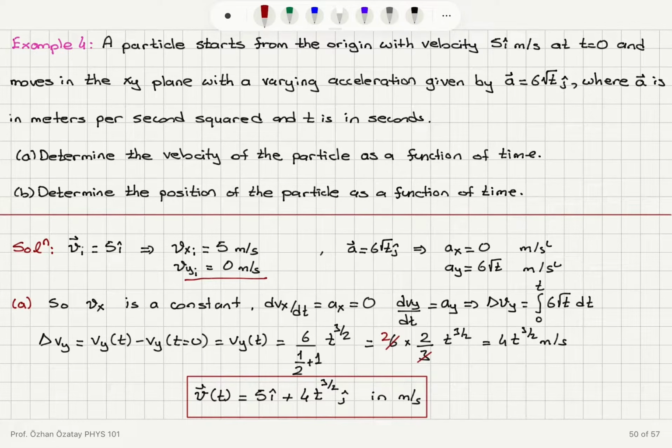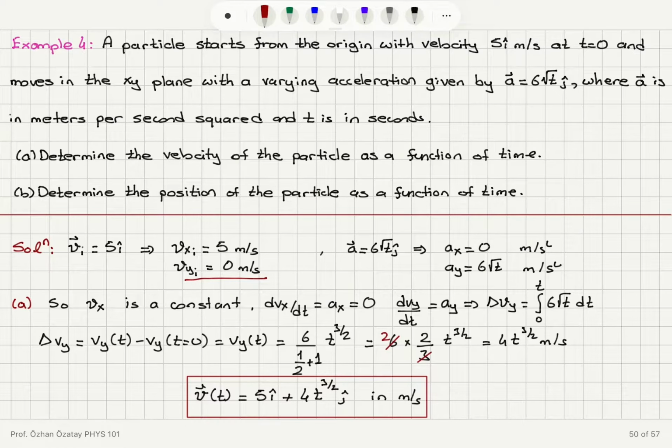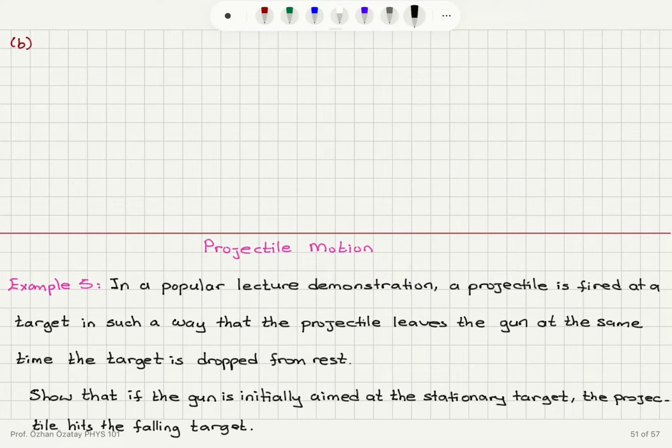Now we want to determine the position as a function of time. So in part B, what is the initial position? It starts from the origin. Okay, so initial position, r initial, or r at t equals 0, is 0 i hat plus 0 j hat in meters. Now the velocity of the particle is the derivative of position vector dr with respect to time, dr/dt.